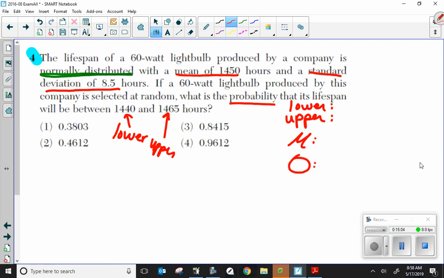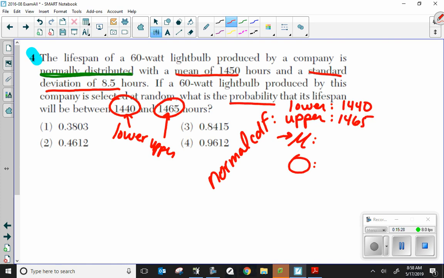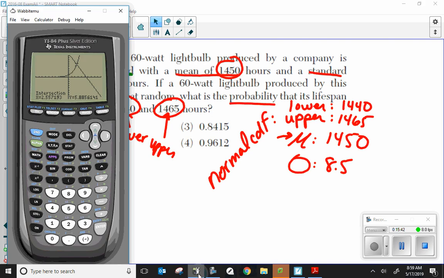There's a part in the calculator, normal CDF. It's under the distribution menu, and I will show this to you in a second. And it literally has these four things. My lower bound is 1440. The upper bound is 1465. This little smushed M here means mean, and this O with a pigtail on top here means standard deviation. You literally put it in the calculator and hit enter.